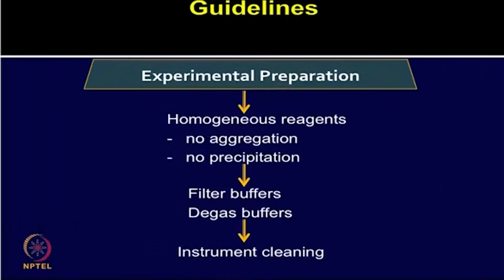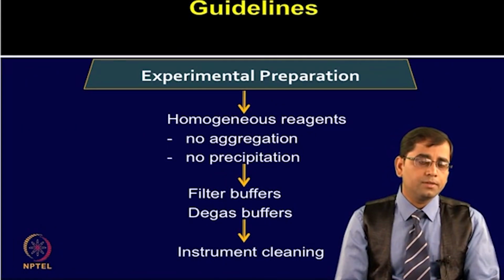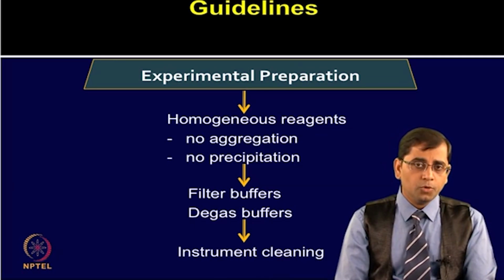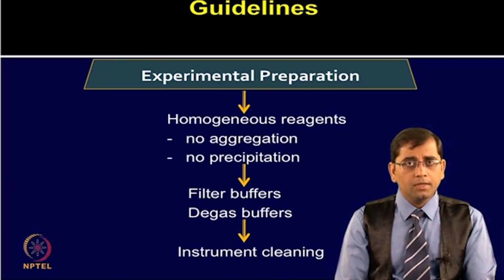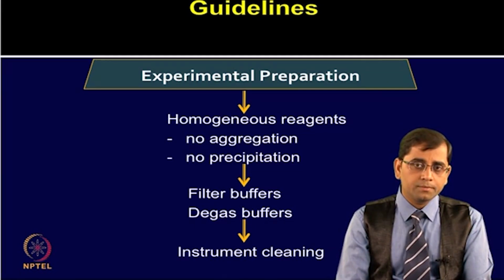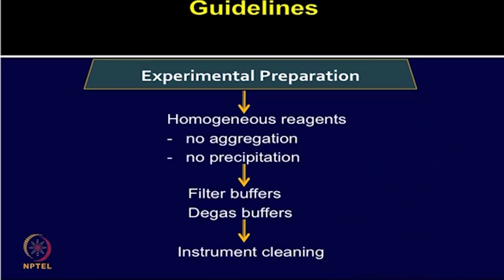First of all, experimental preparation. It is very important to start with quality reagents that ensure high quality data. Reagents should be homogeneous, there should not be any aggregates or precipitation. Filtration and degassing of buffers is important because even a small bubble can ruin the whole experiment. Additionally, instrument cleaning is very important. Any dust particle or any type of contaminant can result in artifacts.